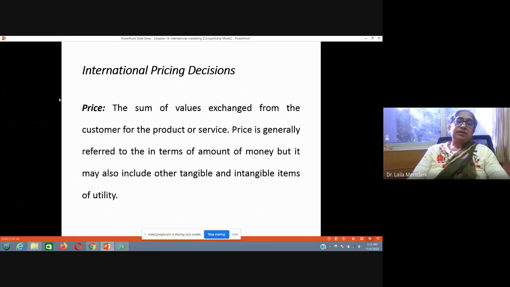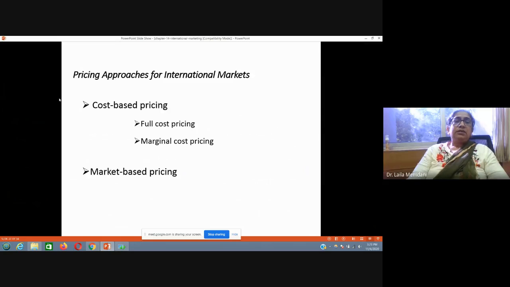International pricing decisions. All of you know what is a price. I will not go into it. There are broadly two approaches in pricing. One is cost based pricing, and another is market based pricing. Cost based pricing is of two types, full cost pricing and marginal cost pricing.